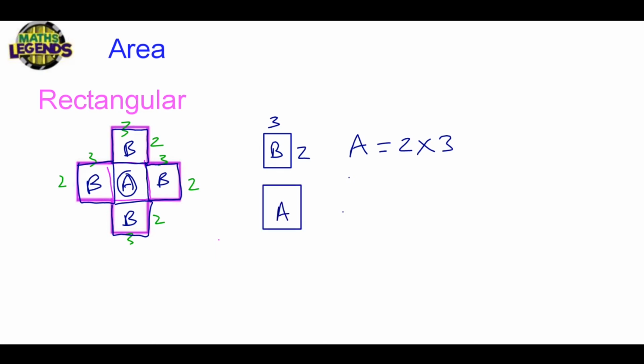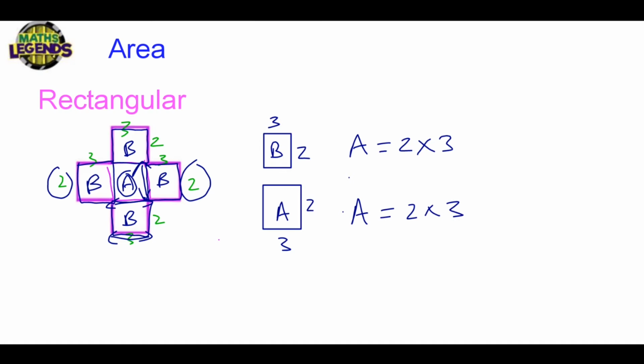Now, with the rectangle A, the base is the same as the corresponding one over here. So we can take the top or the bottom. So here it would be 3. And for the height, in the same way, it'll be the same as either this one or that one. So it'll be 2. So in this case, it's actually the same. A and B are the same. So here the area is equal to 2 times 3.